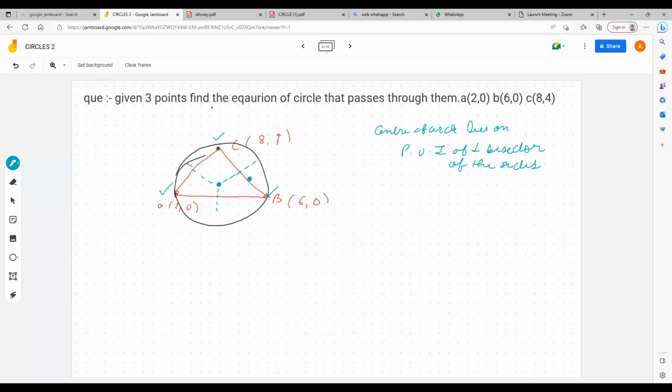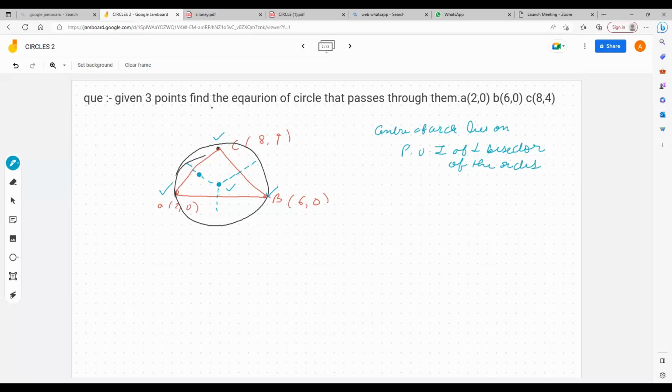For this we have studied that the perpendicular bisectors of all the sides intersect, meaning all three perpendicular bisectors simultaneously intersect at a point, and this point is called the center of the circumcircle. This point is the center of the circumcircle.